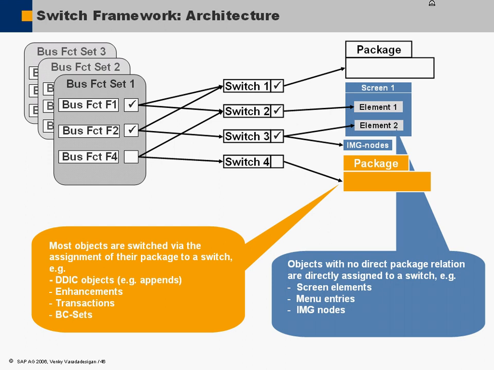So here is an example. We have certain switches, switch 1, 2, 3, 4. Some of the switches are assigned to packages, and some are directly assigned to repository objects, and these switches are again in turn assigned to business functions, and some business functions are active. So if the business function is active, those switches are active. If the business function is not active, the switches are not active, and so all the packages and the directly assigned repository objects are also not active.